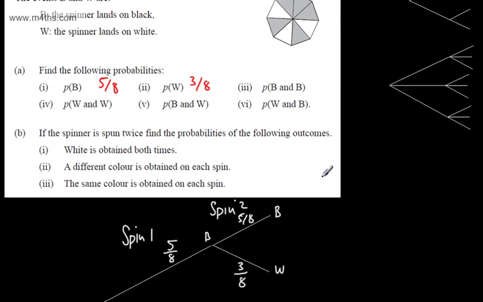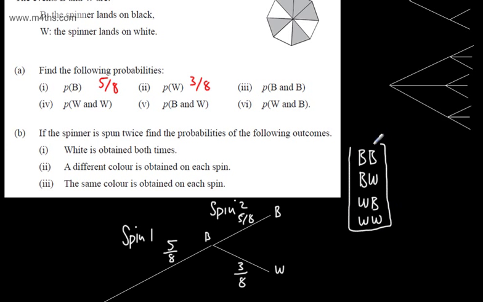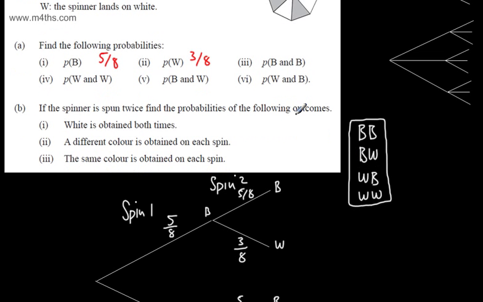If we wanted, we could do a sample space. So what we could have said, now looking at all of the possible outcomes of 2 spins: black and black, black and white, we could have said now white and black, and we could have said white and white. So those are all of the possible outcomes. So if you prefer, you can do a sample space. So let's have a look at this one right here.